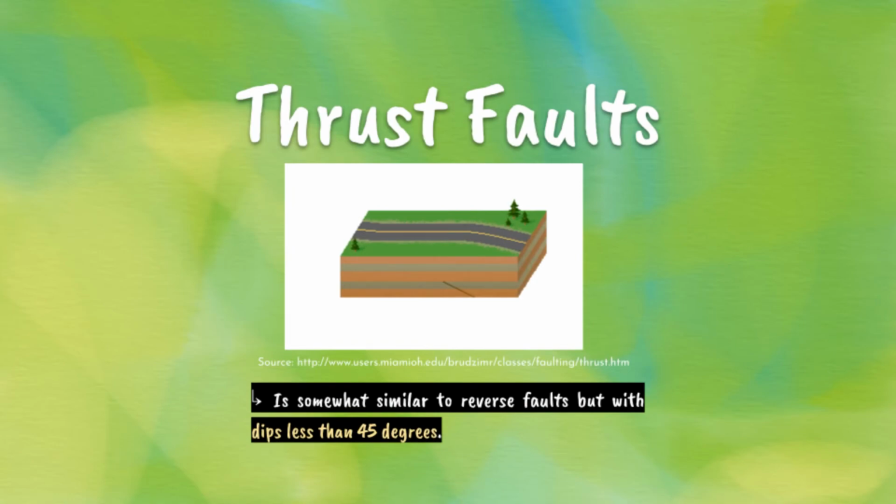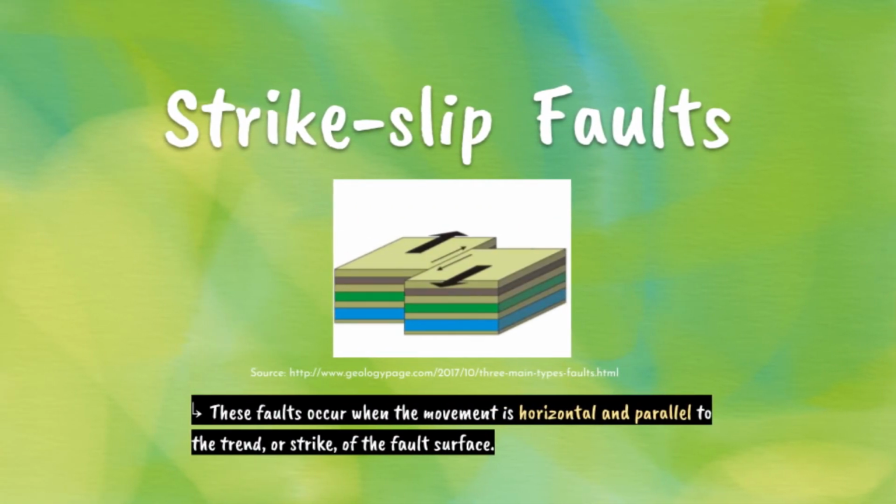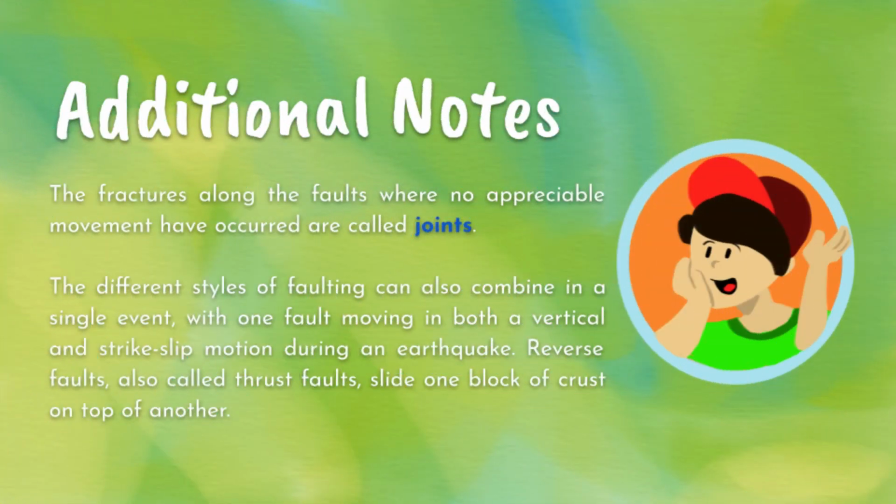A thrust fault is somewhat similar to a reverse fault, but with dips less than 45 degrees. And lastly, strike slip faults. These faults occur when the movement is horizontal and parallel to the trend or strike of the fault surface. Additional information. The fractures along the faults where no appreciable movement has occurred are called joints.